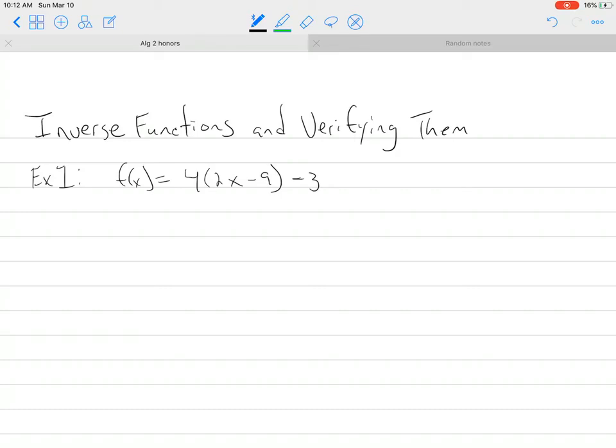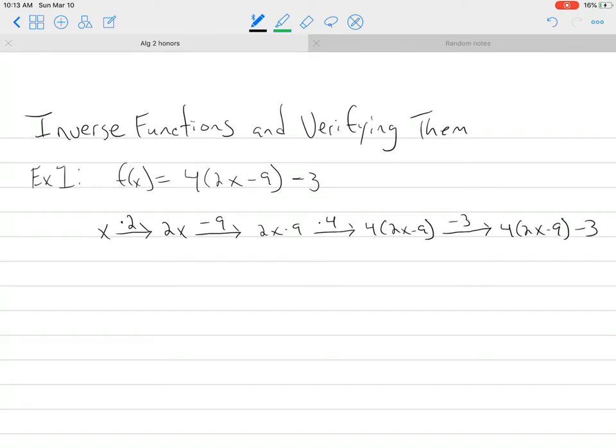So you should have that copied down by now. We're going to build this through Gemma. So I'm going to start with X, and it gets multiplied by 2, which gives me 2x. And we have to subtract 9, which gives me 2x minus 9. And we have to times that by 4, which gives me 4 times 2x minus 9. And finally, we need to subtract 3, which gives me 4 times 2x minus 9 minus 3.